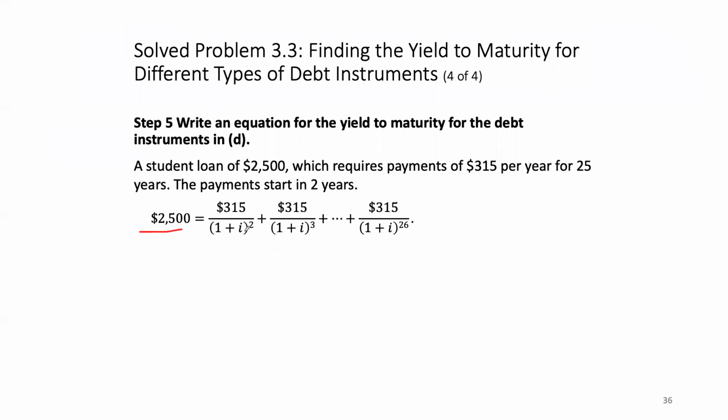The first payment, however, starts 2 years from now. That's a crucial thing: this $315 that I need to pay, I don't pay it this year or the next year. It's 2 years from now, so it's discounted by 1 plus I squared, and then it keeps going till I hit 1 plus I raised to 26, because it is a 25-year loan, so I need to make 25 payments. So if this starts at 2, it needs to end at 26, right?